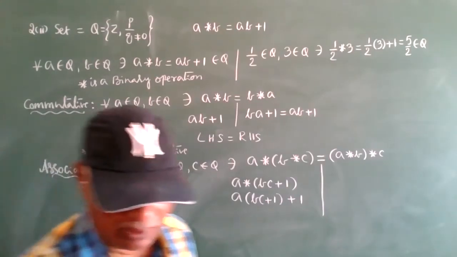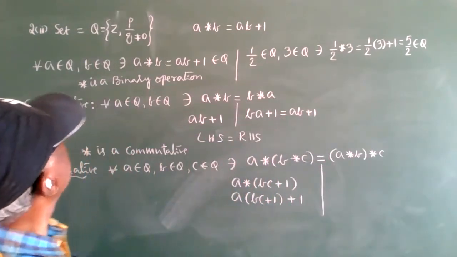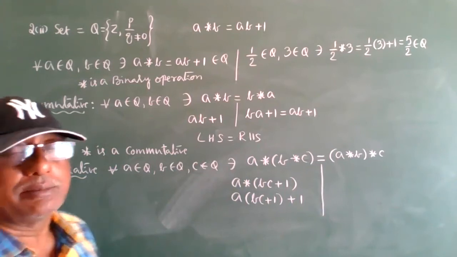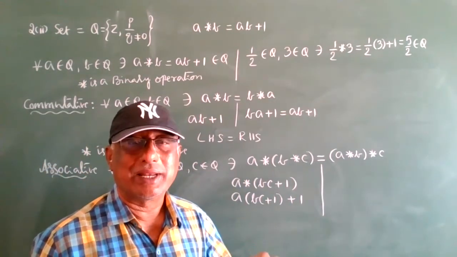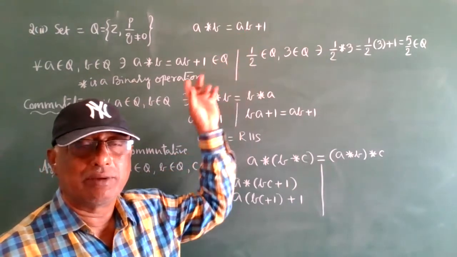Right, second problem, first bit, everyone observe. Second problem, second bit, everyone observe. Q is the rational number. A star B is equal to AB plus 1 is given.